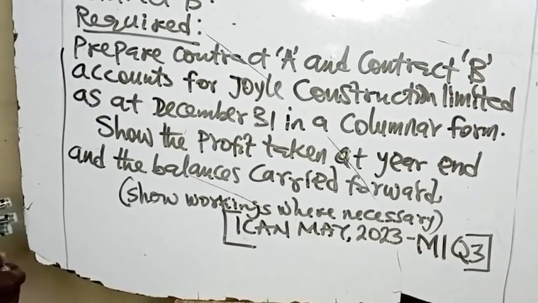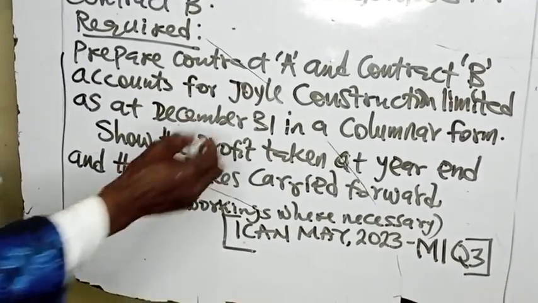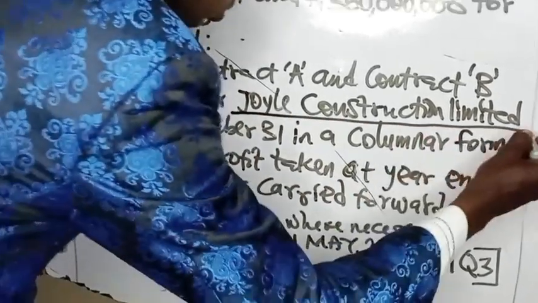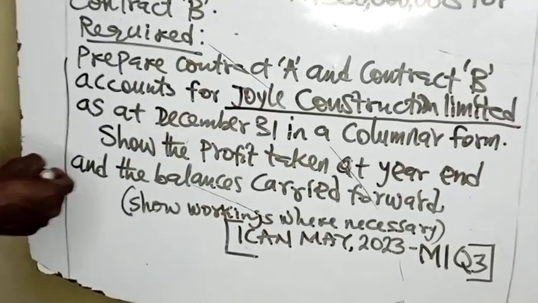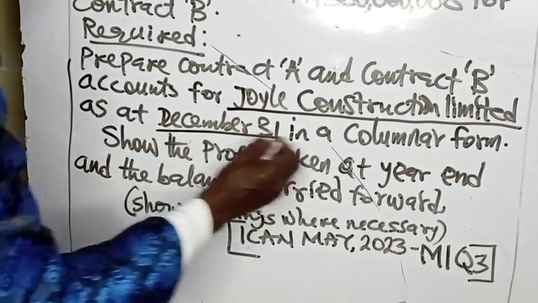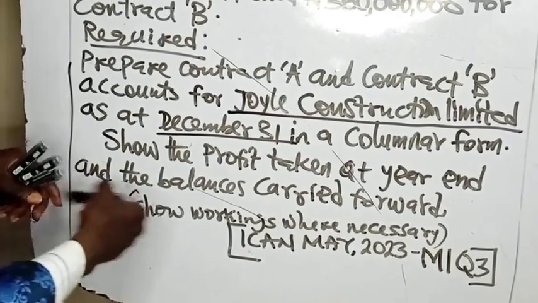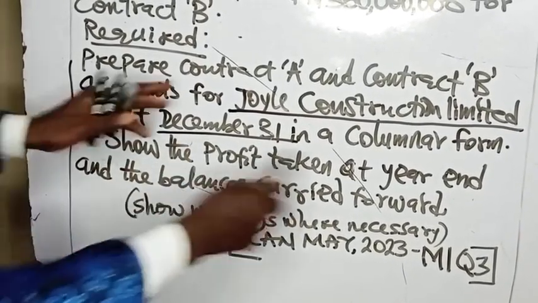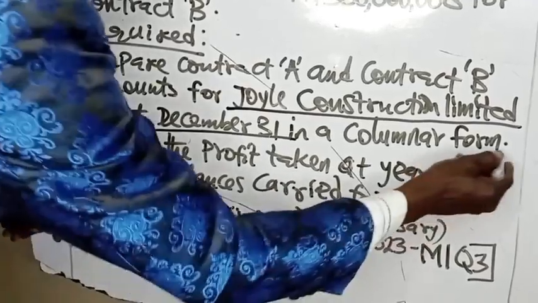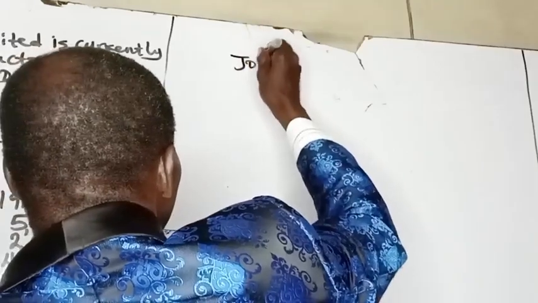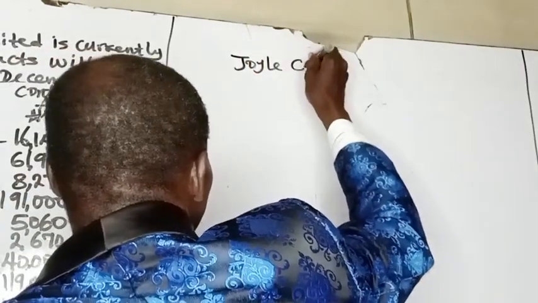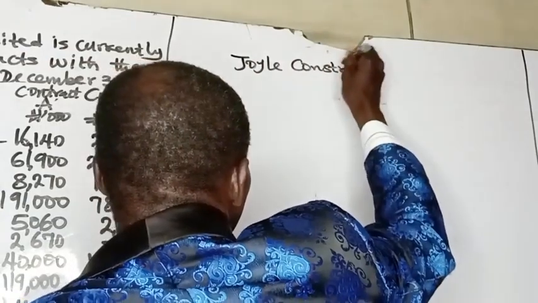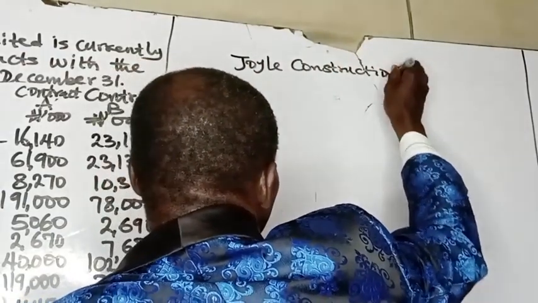Now let's have the solution to the question. The name of the entity is Joy Construction Limited, and you have to prepare contract A and contract B accounts for the year ended December 31st in columnar form. Now, let's have the title: Joy Construction Limited.